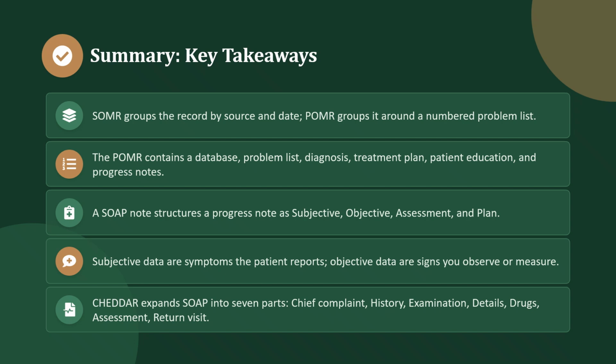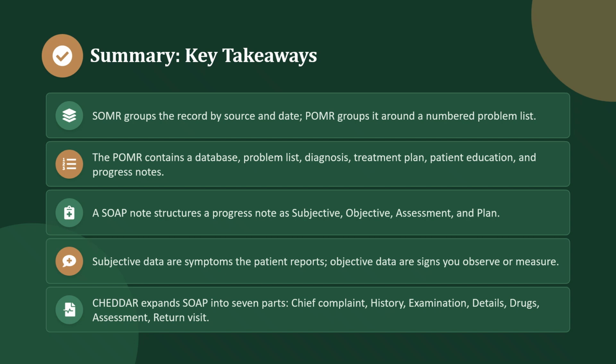Now to summarize this lecture into 5 takeaways. 1. The 2 ways to organize a record differ by what they group by. The source-oriented record groups by source and date. The problem-oriented record groups around a numbered problem list.